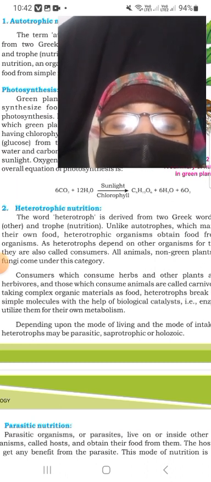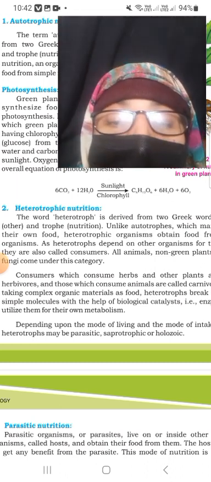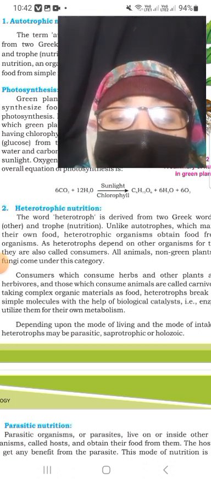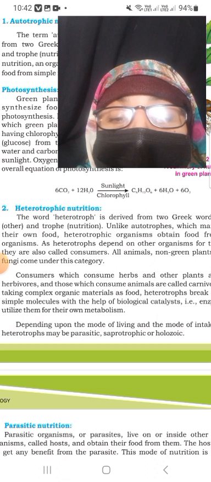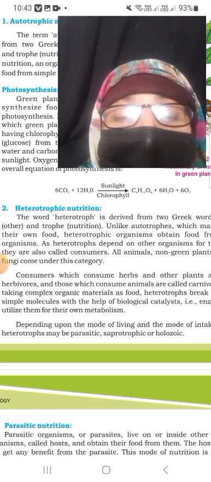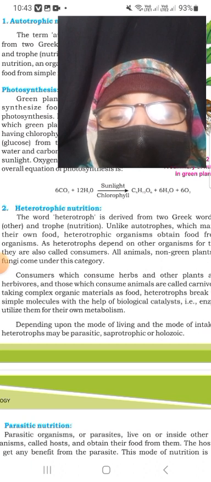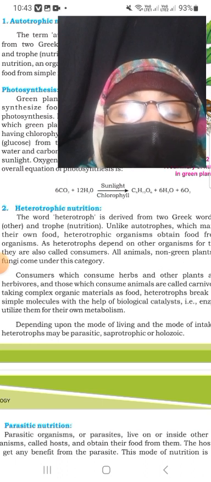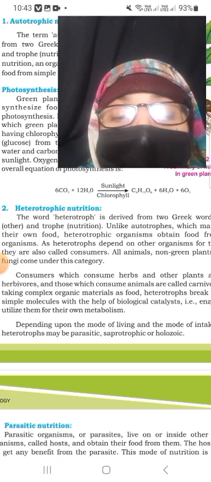Heterotrophs depend on other organisms for food and are also called consumers, such as animals and non-green plants. They come under these categories: consumers which consume herbs and other plants, and those which consume animals. They take in complex organic materials as food and break them down into simple molecules with the help of biological catalysts, enzymes, for metabolism.